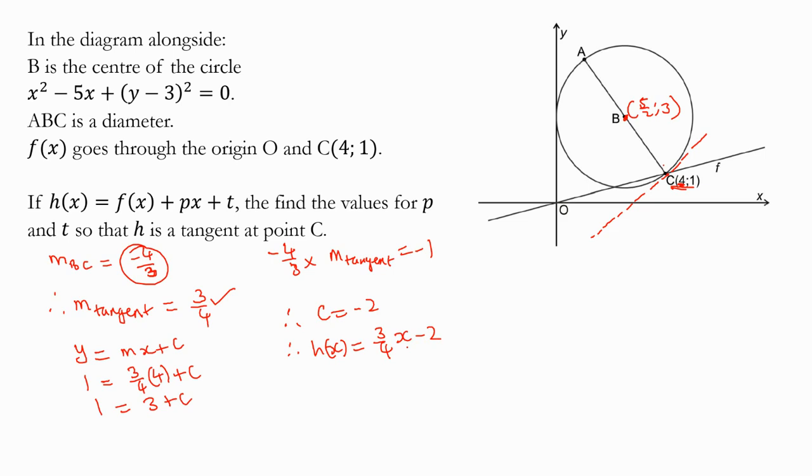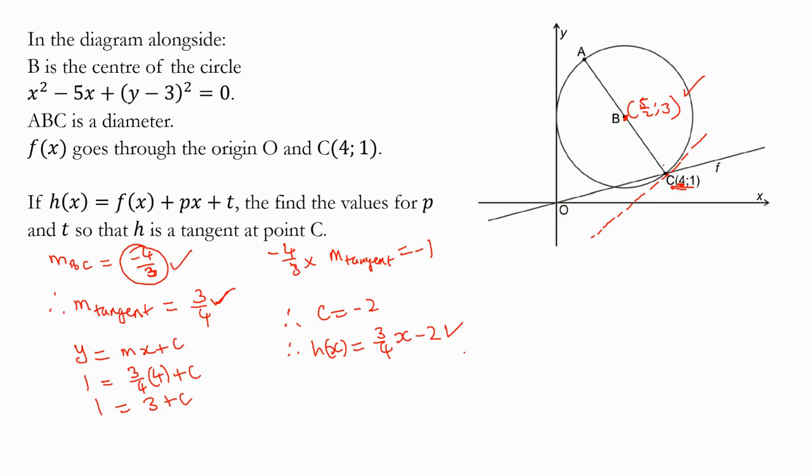So we can write all this information that we have here. Remember, we have the coordinates there. We have the gradient of BC. We have the gradient of the tangent. We have the equation of h of x now, which is the tangent. Now you can pause here and make sure you have everything, so that when you move to the next slide, you have all the information that we have covered.